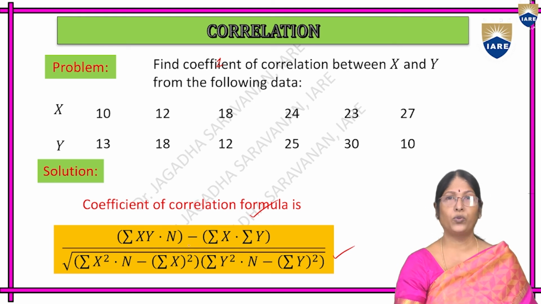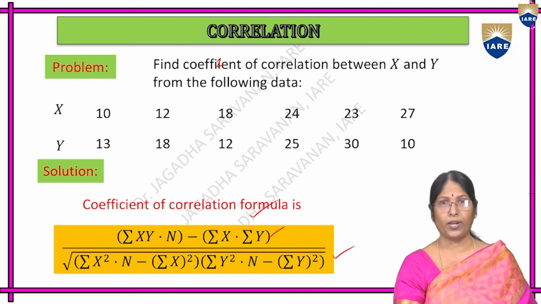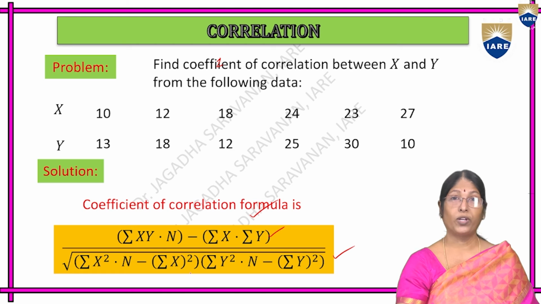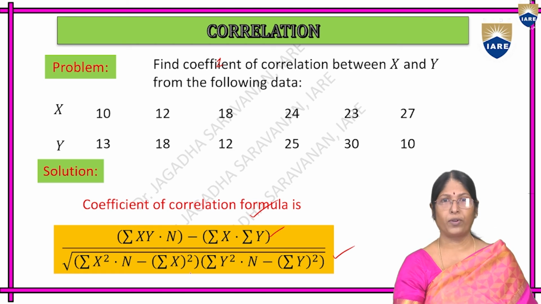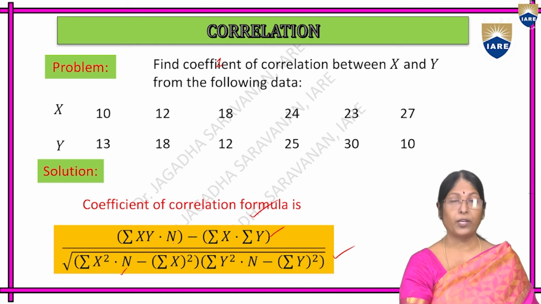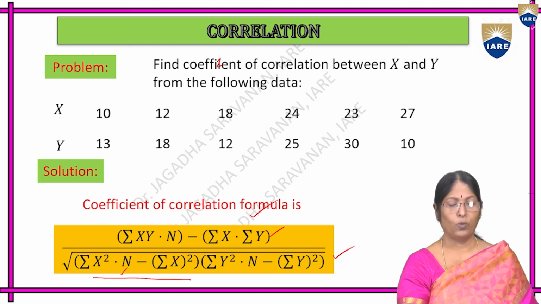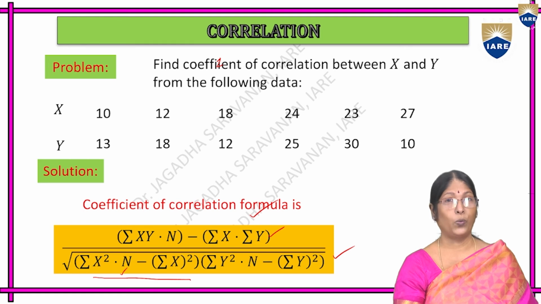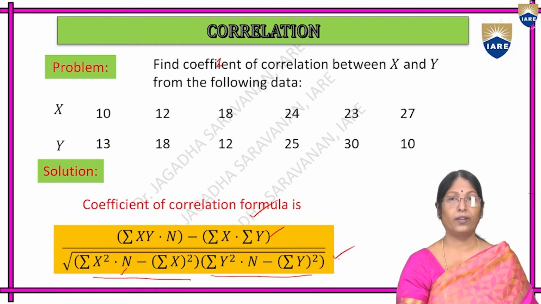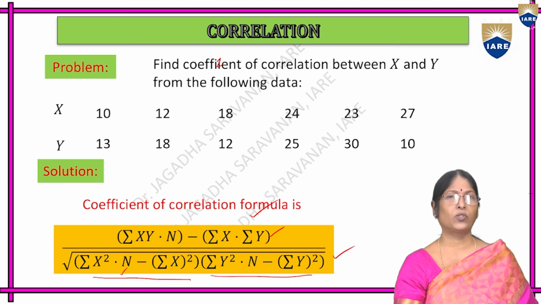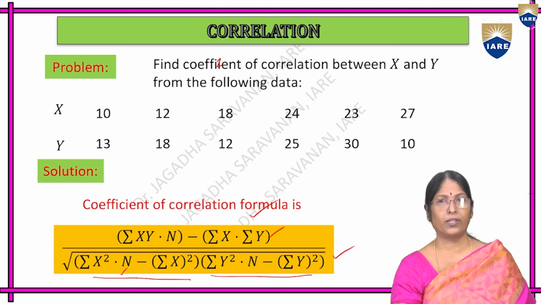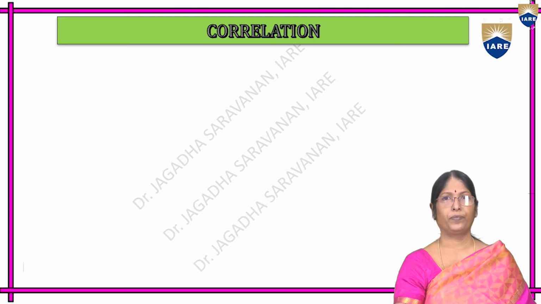So summation xy into n minus summation x into summation y. This is the part that dominates in our Pearson's coefficient of correlation formula, the numerator. What about the denominator? The square root of summation x square multiplied by n, minus summation x the whole square. Whatever we have written for the variable x, the same should be written for the variable y. This is a small technique to remember the mathematics formulas.